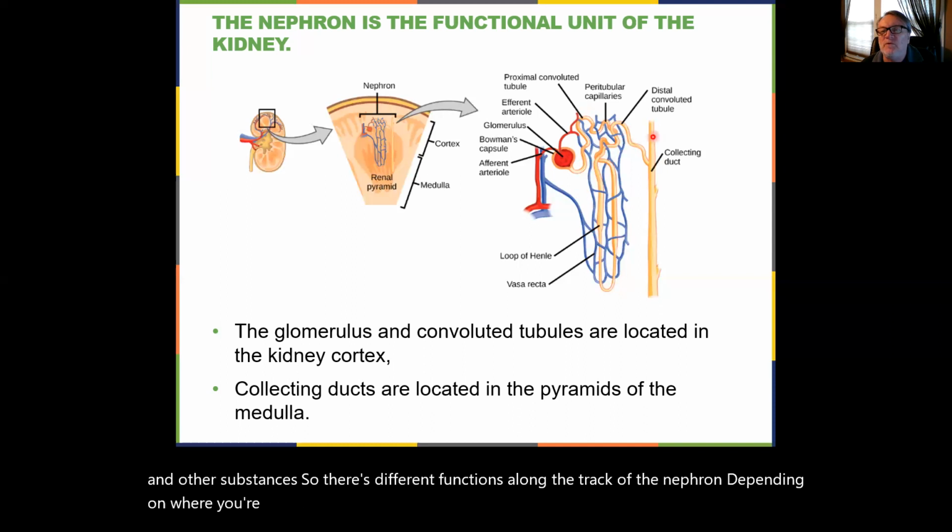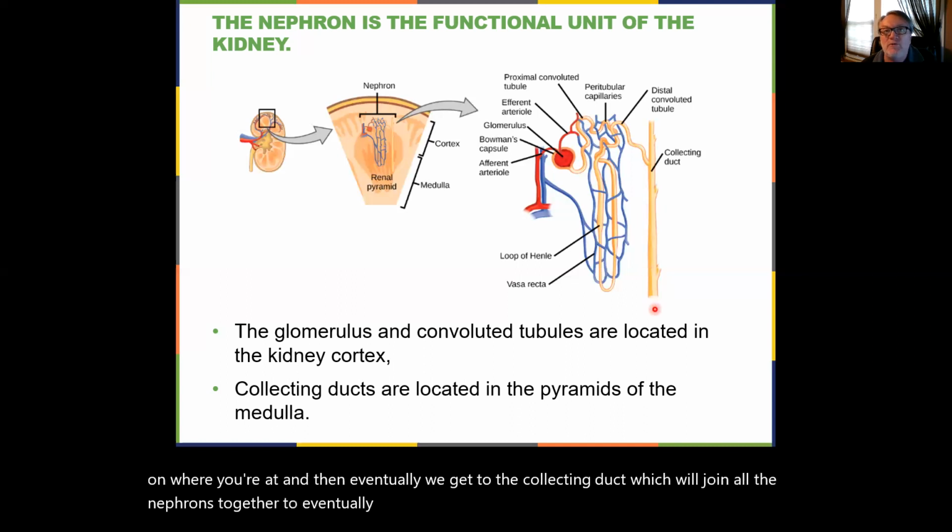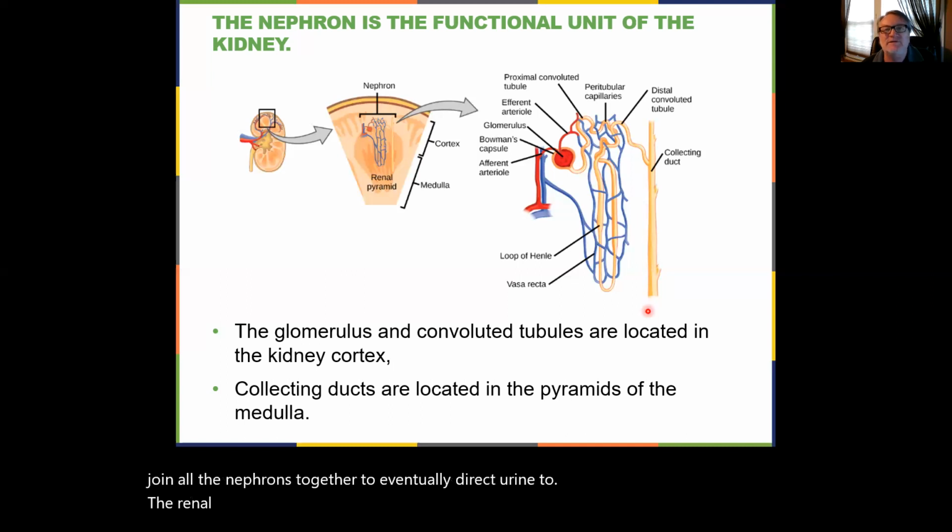And then eventually we get to the collecting duct, which will join all the nephrons together to eventually direct urine to the renal pelvis, which then collects it and sends it through the ureter to the urinary bladder.